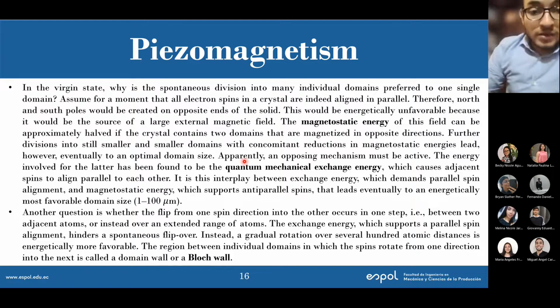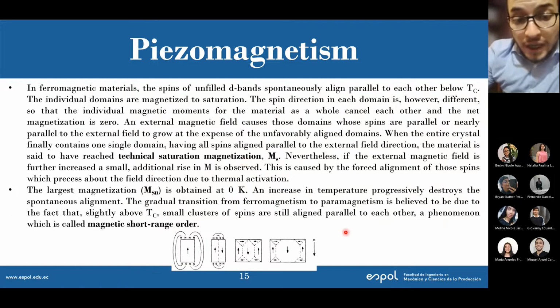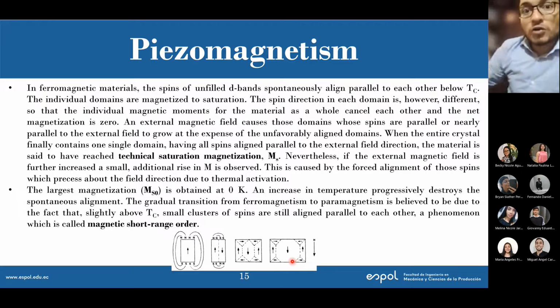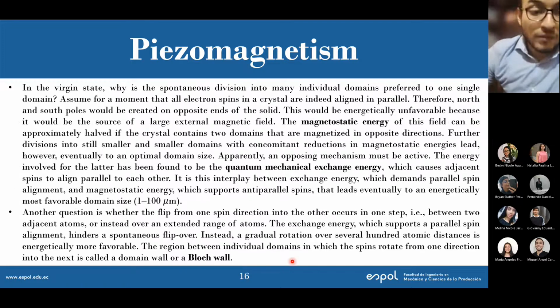And so that interplay between magnetostatic energy supporting anti-parallel spins and the quantum mechanical exchange energy demanding parallel spins leads to an energetically most favorable domain size that's usually between 1 and 200 micrometers, and that's why you see a lot of domains. Obviously, some are a lot bigger than the others, and those bigger ones are the ones that are favorably oriented to the magnetic field.